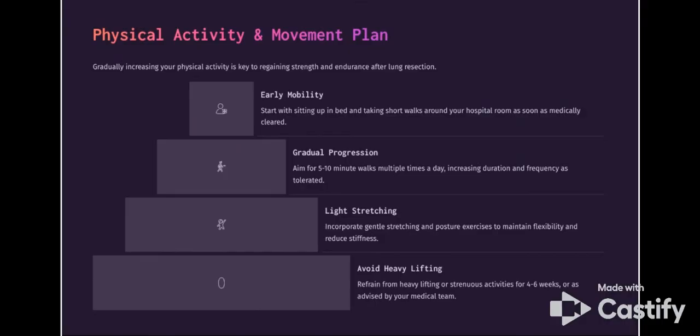Physical activity begins early, usually within the first day or two. Patients start by sitting up, standing, and taking short walks. Over time, these walks become longer and more frequent. Gentle stretching helps reduce stiffness after surgery. Heavy lifting or strenuous activity must be avoided for several weeks to protect healing tissues.